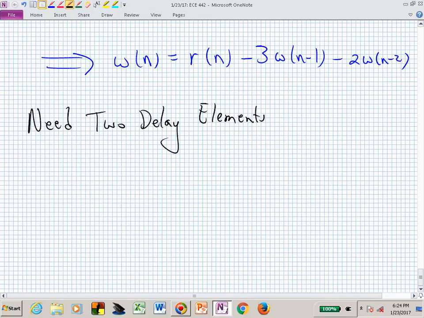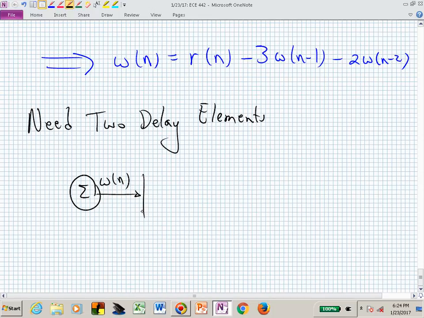And really what we're trying to do is create W sub n out of the right-hand side. So this W sub n is actually going to be the output of some summing junction. Too many sums, right?